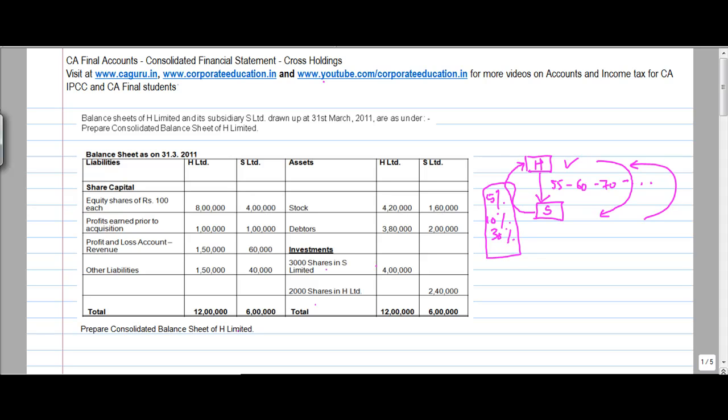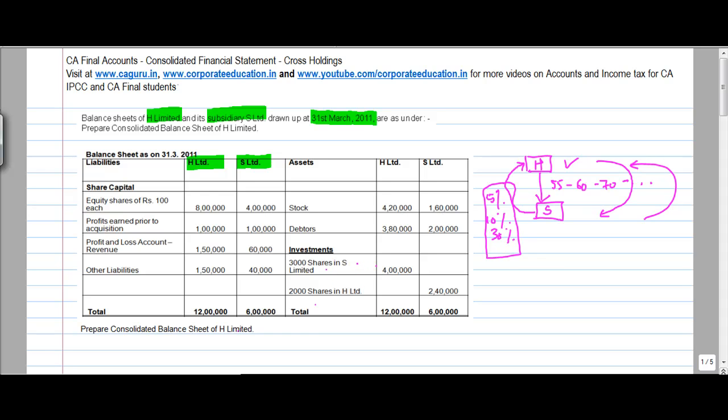So let us take one problem on this. We are told that the balance sheet of H Limited and its subsidiary S Limited drawn up as on 31st March 2011 are as under. Prepare the consolidated balance sheet of H Limited. H Limited is the holding company and S Limited is the subsidiary. We have the details of various items like equity share, profits earned prior to acquisition, profit and loss account revenue, other liabilities, then stock, debtors, investment.